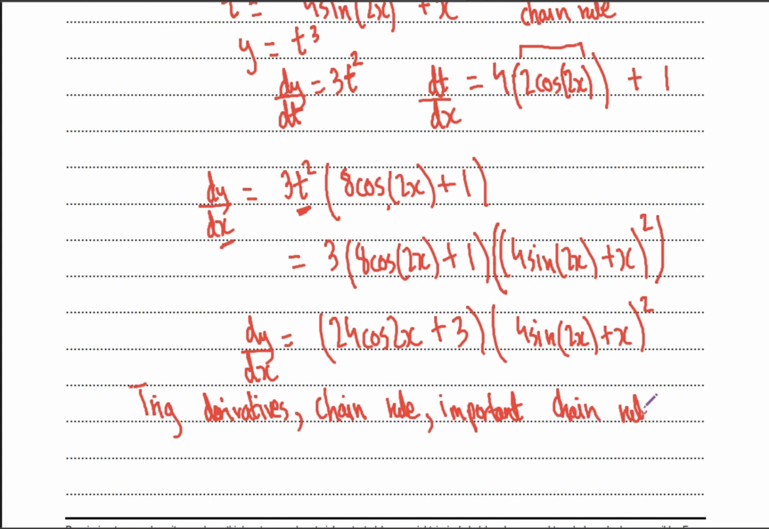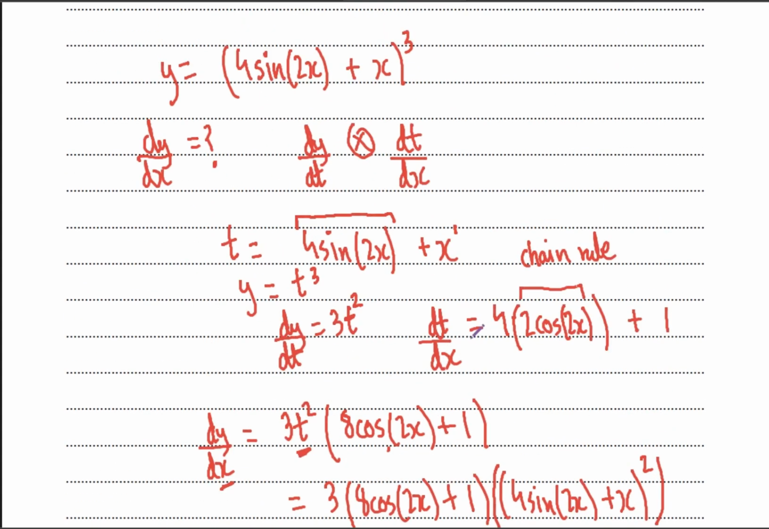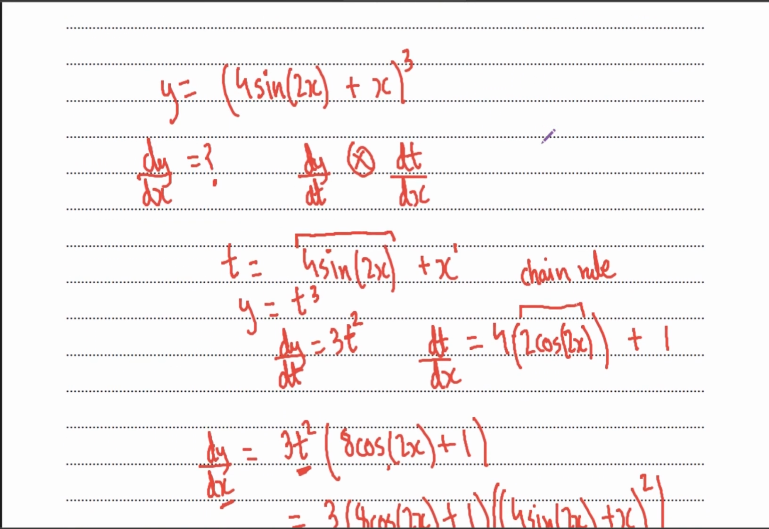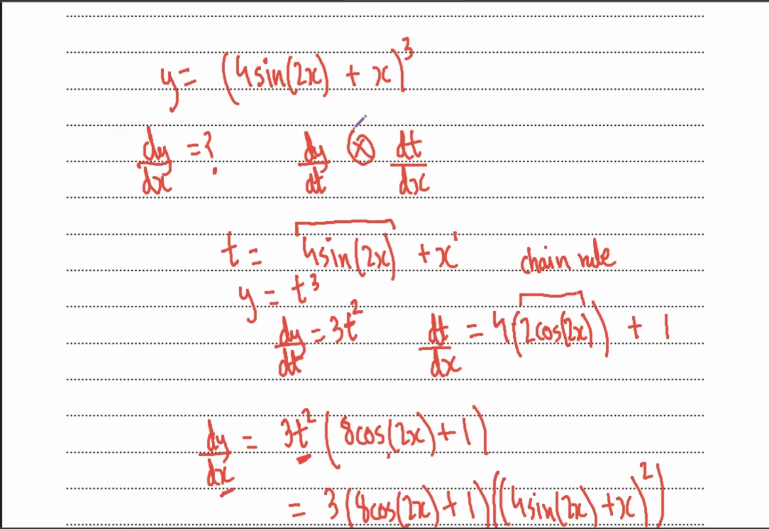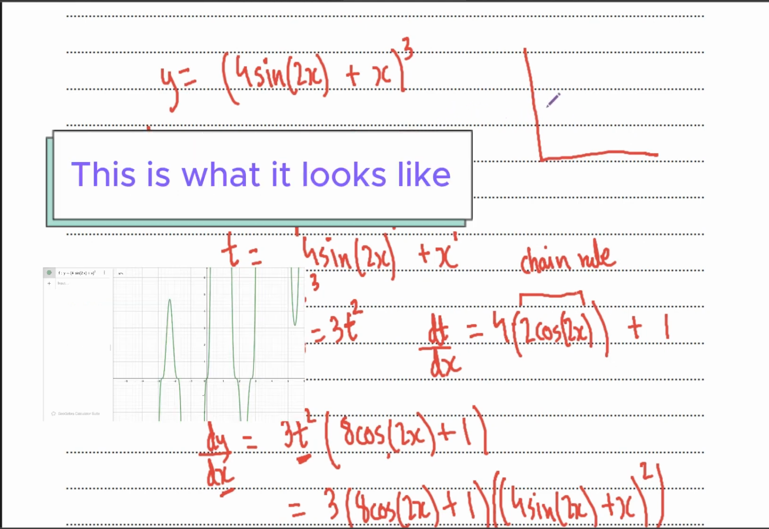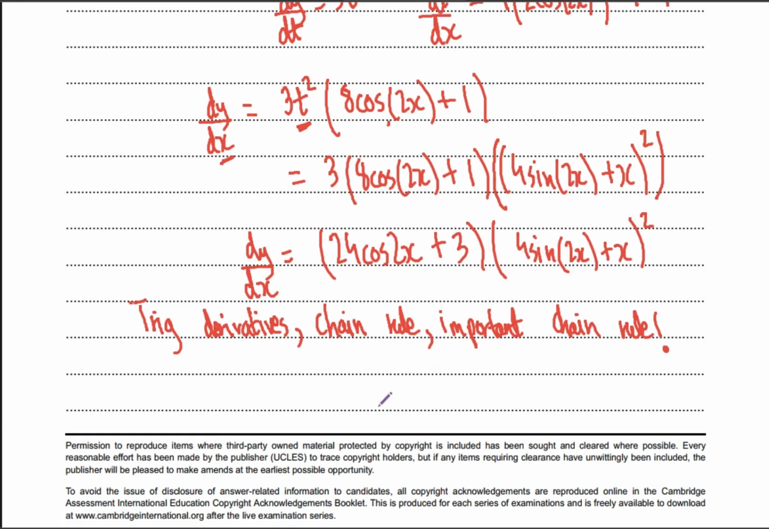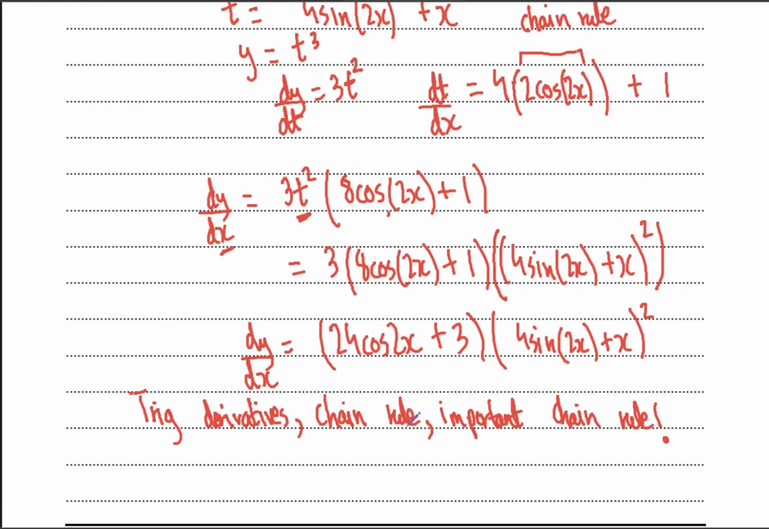Because you're taking derivatives of things that you don't even know what this looks like. You don't know what 4 sine 2x plus x cubed looks like. But if you want to find the gradient of it for any reason at all, and obviously turning points, and there are many applications of differentiation, you can just take the derivative. Imagine having to draw this curve right here. That is an insane curve to draw. I don't even know what it looks like. But if you just take the derivative of it, then you're good. You can find out all the things that you need to know, and you'll be good from there. So yeah, we've learned about trig derivatives, we've learned about chain rule, we've learned about how important the chain rule is. And yeah, that's it.